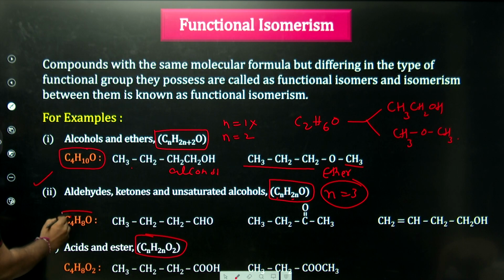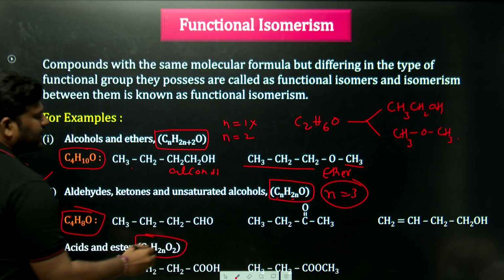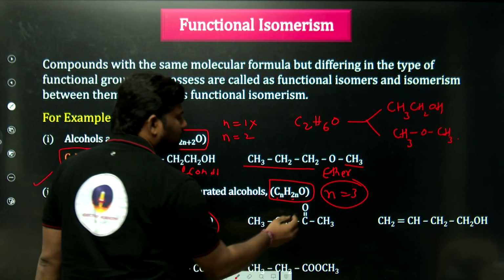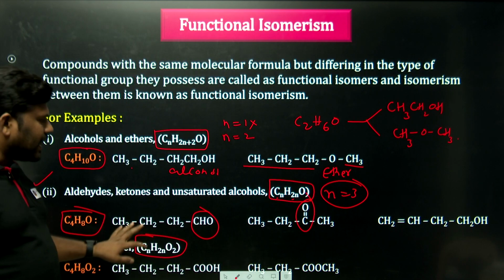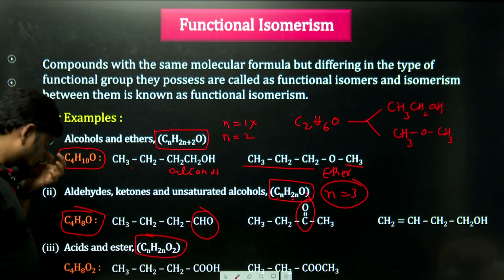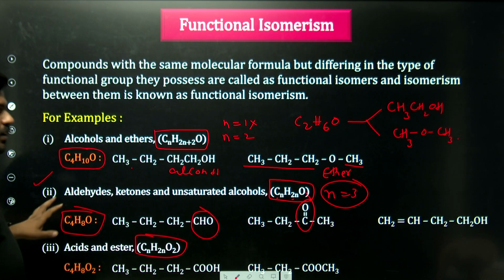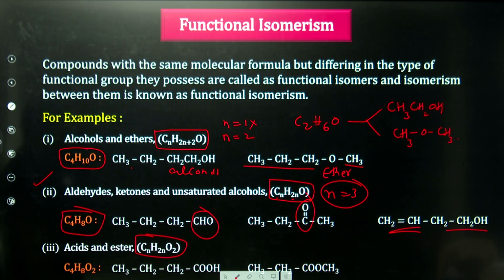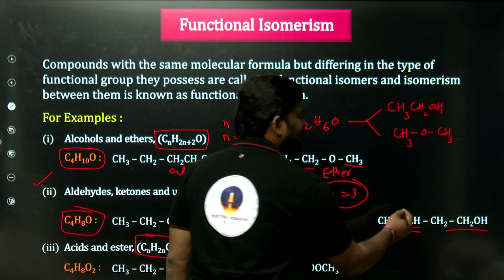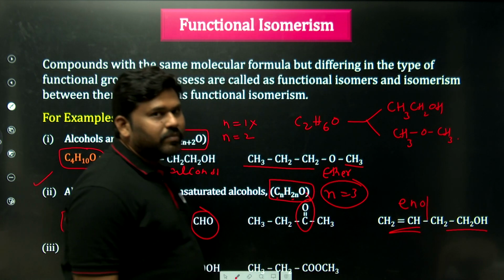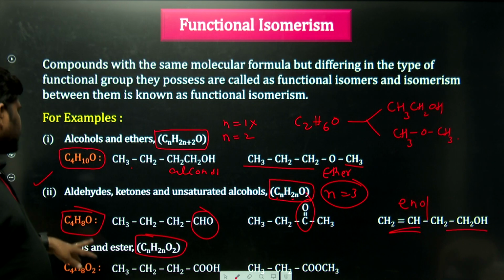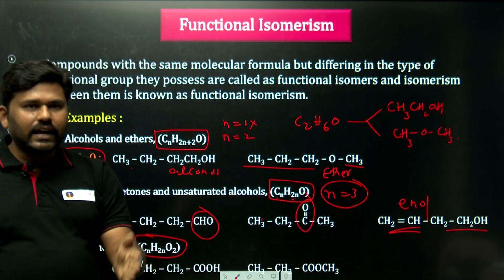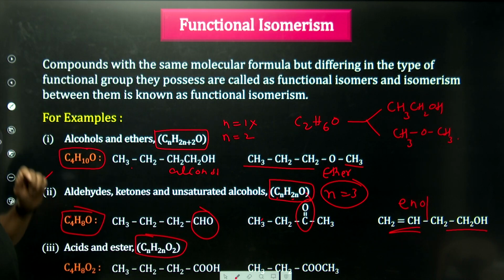Taking C4H8O, I am writing here butanal, the aldehyde, or butanone, the ketone. These we are preparing using this formula. So what do we call them? Functional isomers. And one more thing, the unsaturated alcohol: there is a double bond, so ene, and OH, so ol, enol. So what and what are the functional isomers? First aldehydes, second ketones, third enols. Aldehydes, ketones and enols are called the functional isomers.